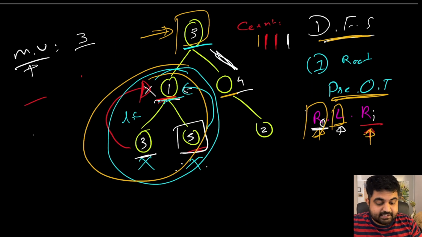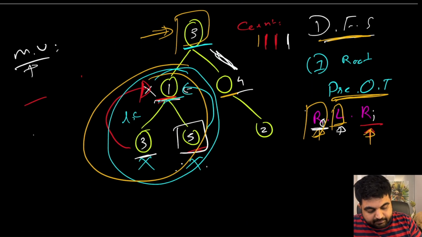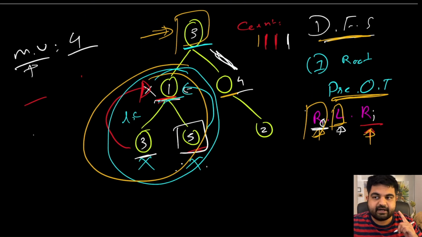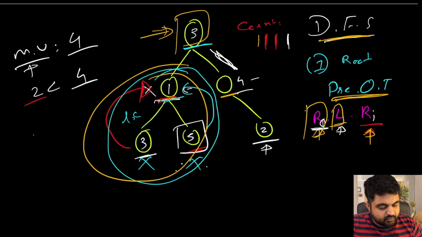But in this case, because we are checking for the subsequent children of 4, we will have to update the maximum value we have been able to identify along this path to value number 4. So this is the maximum value we have found so far. Next value is value number 2. So 2 is less than the maximum value we found. So 2 is not a good node.